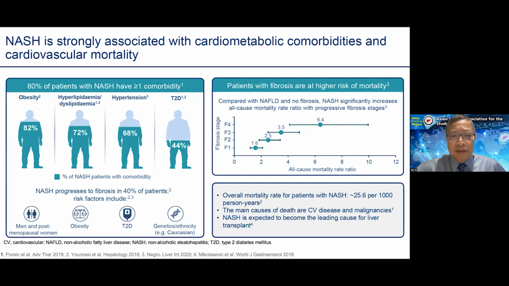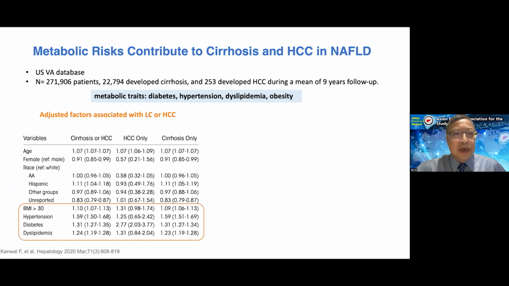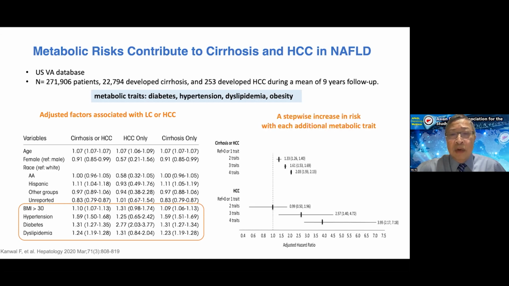In this large-scale study from the VA database, more than 271,000 patients with a mean of 9 years of follow-up demonstrated that any metabolic traits, including diabetes, hypertension, dyslipidemia, and obesity, are all risk factors associated with the long-term outcome of end-stage liver disease, liver cirrhosis, or hepatocellular carcinoma. They also observed a stepwise increase in the risk of hepatocellular carcinoma or cirrhosis with each additional metabolic trait.